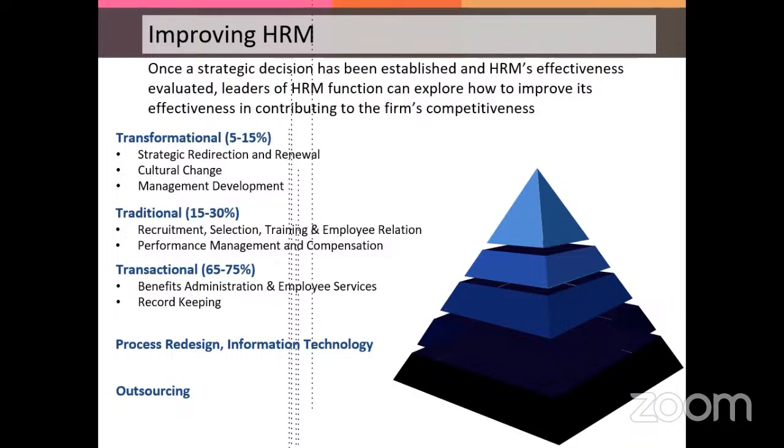Then you have the traditional approaches, which in most cases contribute 15 to 30%. Studies establish that things like recruitment, selection, training and employee relations, performance management and compensation contribute about 15 to 30% of HRM improvement if they are done well. They have the transactional, which is most often 65 to 75%. Here you talk about benefit administration, employee services and record keeping.